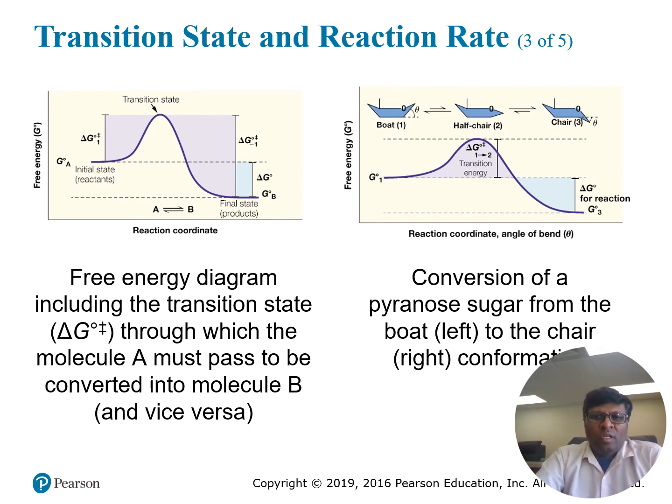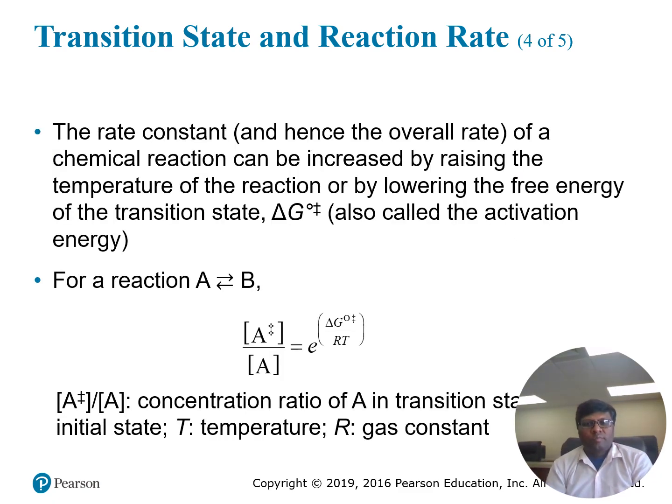But with the enzyme, if we can reduce the conversion of the pyranose sugar from the boat to the chair transformation, the energy level is reduced, so it consumes less energy. The difference between the energy released and the energy consumed initially also depends on the rate constant, the transition rate.